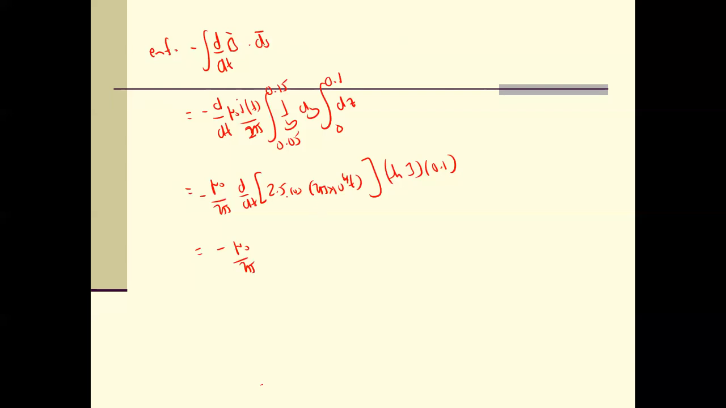And then we're going to have negative μ0 over 2π. That differentiation will give us negative sine of 2π times 10 to the power of 4 t. Then we have 2.5 cosine. Sorry, I made a mistake here for the differentiation, sorry for this.